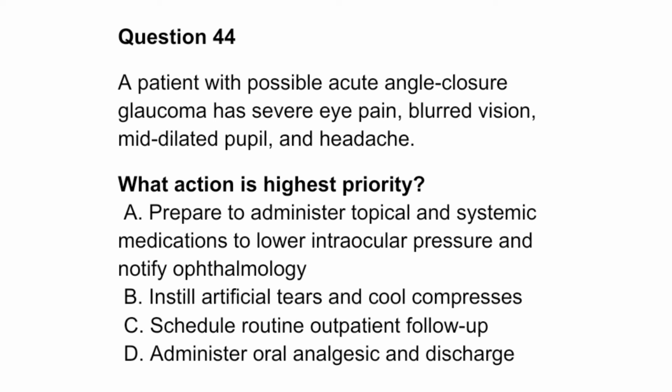A patient with possible acute angle closure glaucoma has severe eye pain, blurred vision, mid-dilated pupil, and headache. What action is highest priority? A. Prepare to administer topical and systemic medications to lower intraocular pressure and notify ophthalmology.